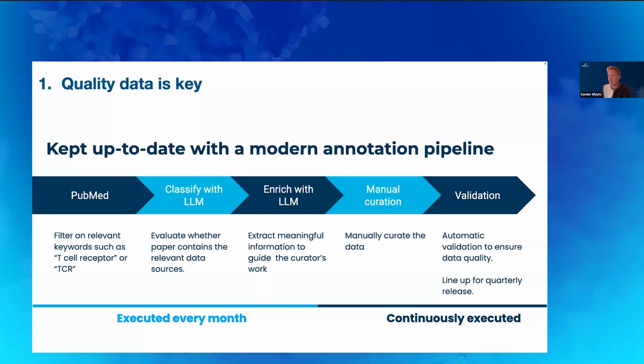And for this, we use a modern annotation pipeline, basically by executing a search every month on PubMed, trying to find the relevant papers out there, and classifying them using LLMs to extract the right information, so that our manual curation team can efficiently curate them and see whether these data should be added, yes or no.